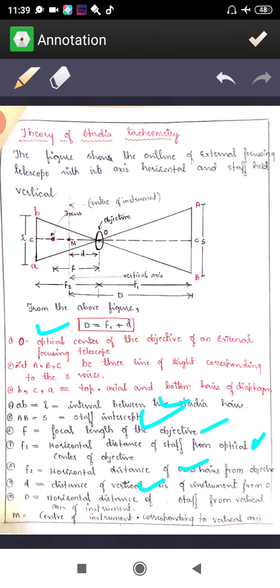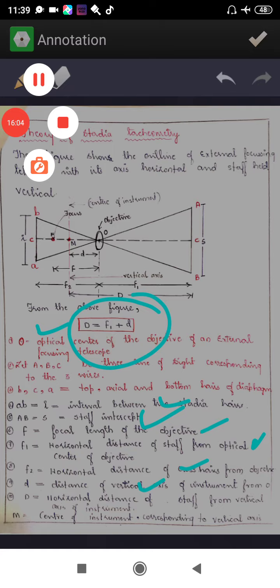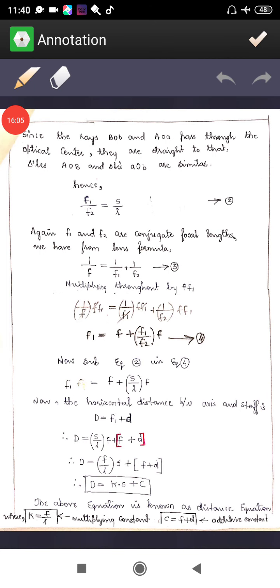So by using all these things, we have got this formula. It is a very important one. D is equal to F1 plus d. Now what we can do with this F1 plus d, I'll show you here. Now if you check that formula, D is equal to F1 plus d.